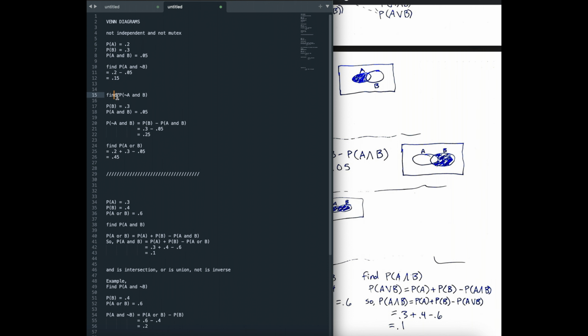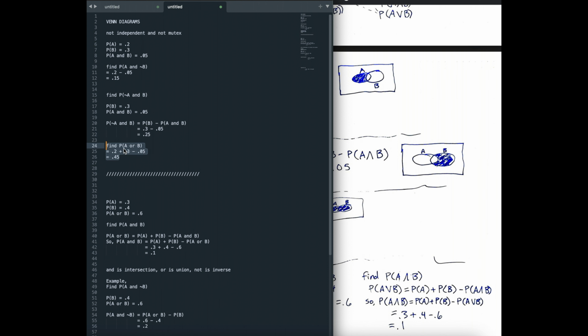All right, next example. Find probability of not A and B. Well, that's going to be similar to this one. It's right here on this Venn diagram. That's what it looks like. Probability of B minus the intersection. So you'll see probability of B minus the probability of A and B, the intersection. So probability of B is 0.3. You can see right here, I rewrote it right there, minus the intersection, probability of A and B, 0.05, and you get 0.25.